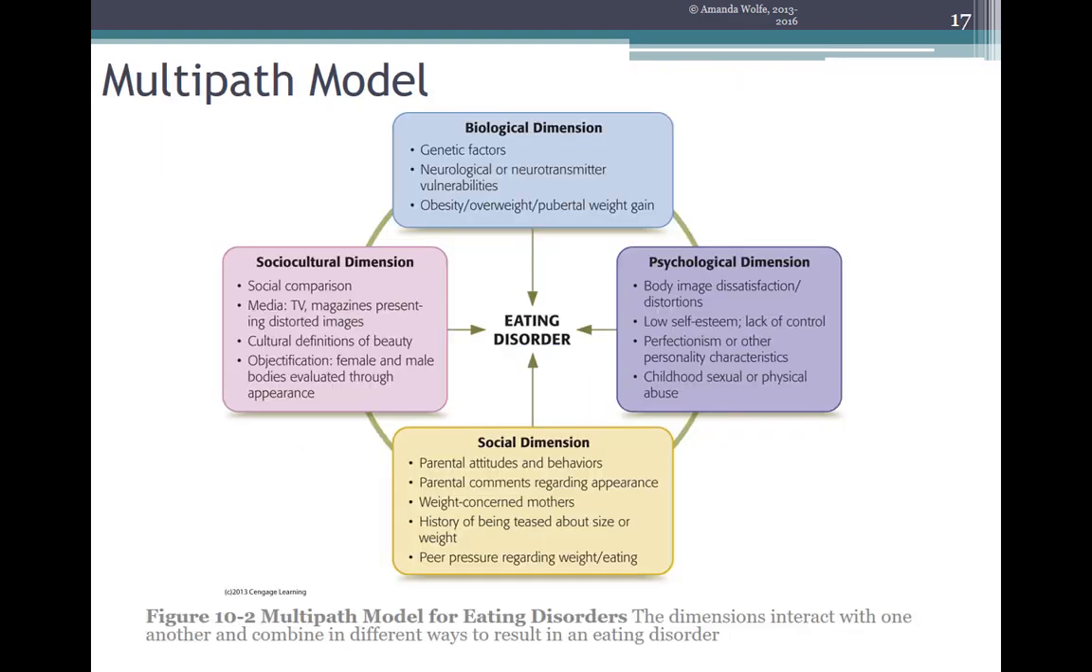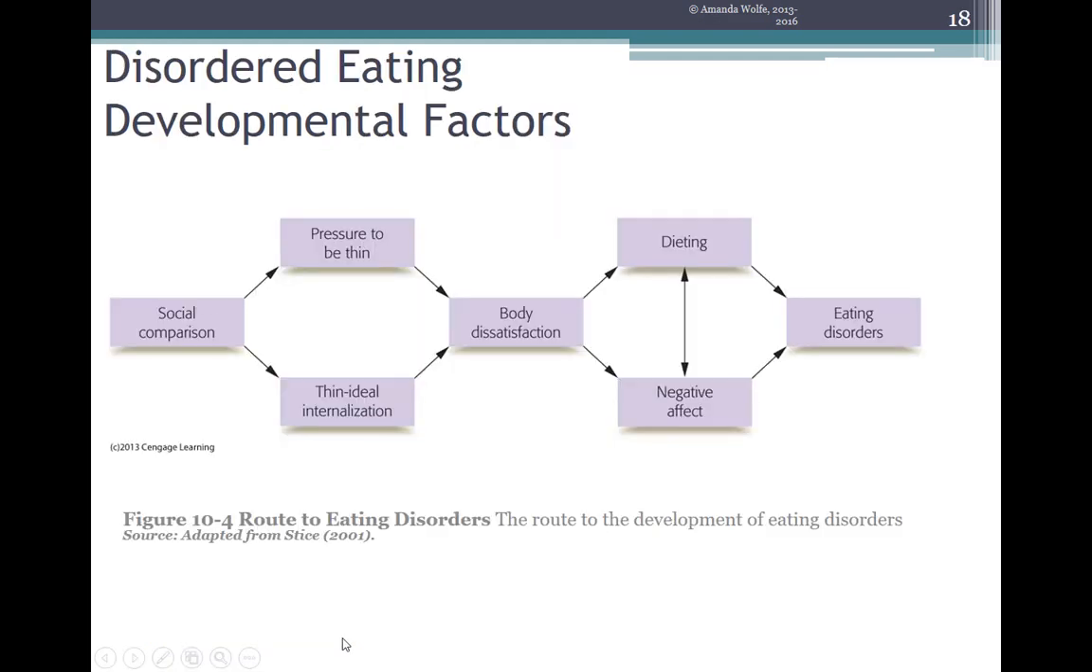Finally, I want to highlight that multi-path model that's in your textbook, and pay attention to those biological factors, those psychological factors, and those social, cultural factors, particularly the sociocultural factors. In addition, there appears to be a fairly clear route to developing an eating disorder. First, a person performs some social comparisons. And if they do that in a culture where there's a high pressure to be thin, and they have internalized that being thin is somehow ideal, then this comparison leads to body dissatisfaction.